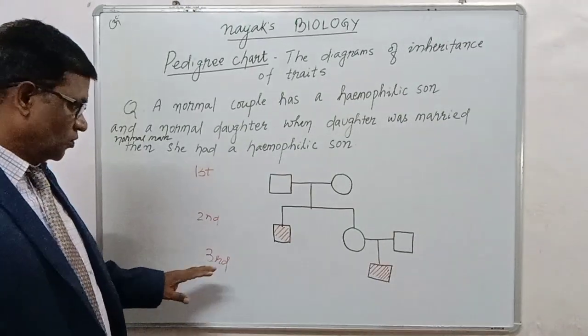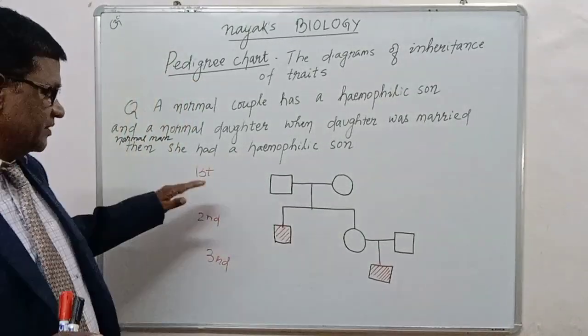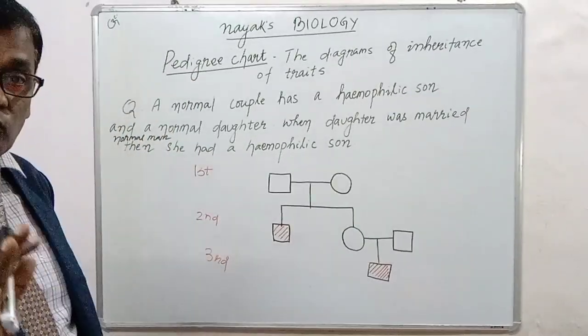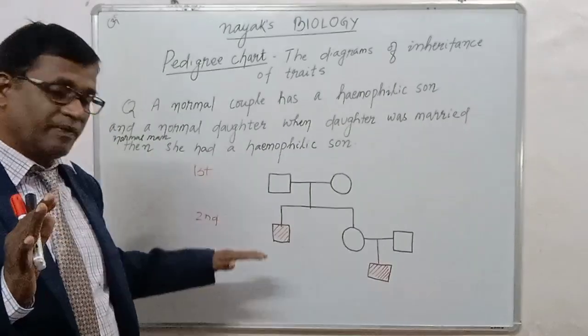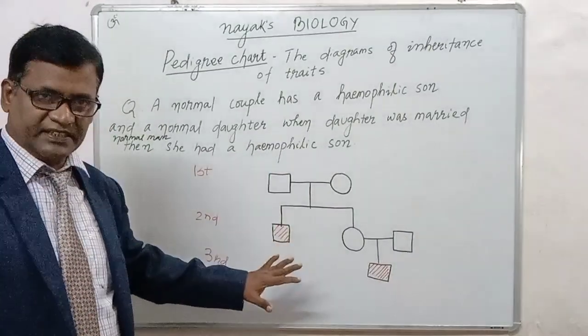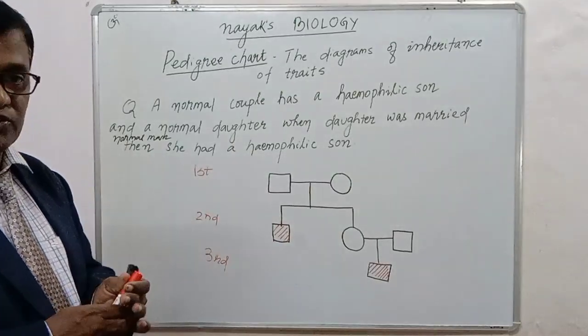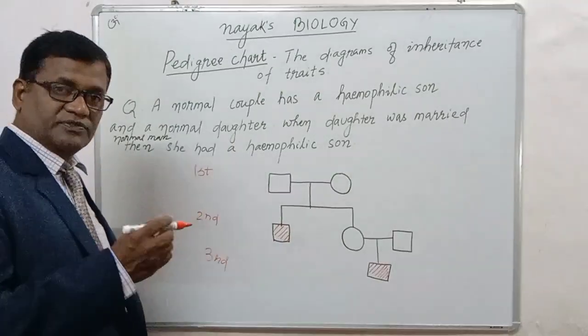In the third generation, we have only one son who is affected. Now what we did, we have drawn the three generations. Now we will see what the genotype of this pedigree chart is, because we have drawn the pedigree chart as per the question. Now we are trying to find out the genotype of each and every individual of this family.